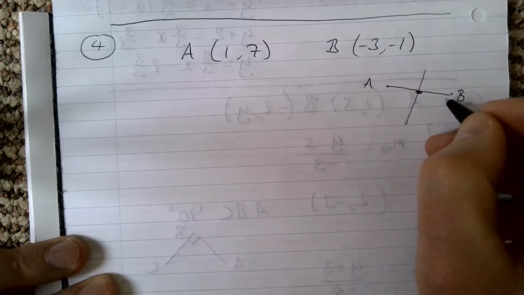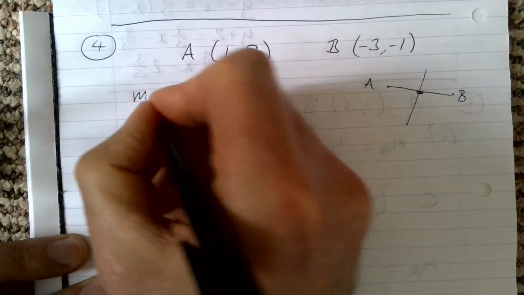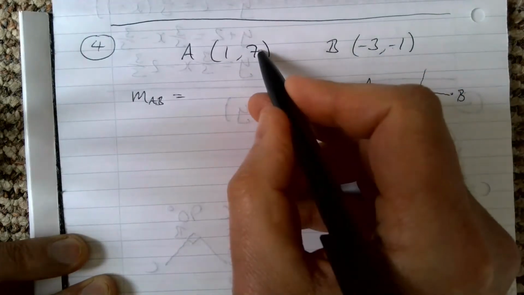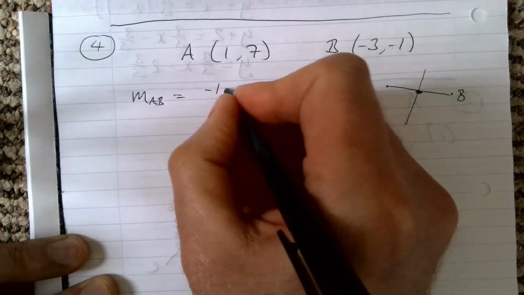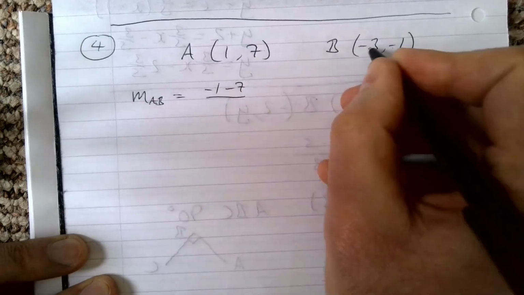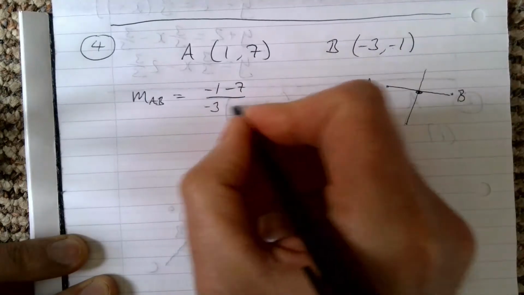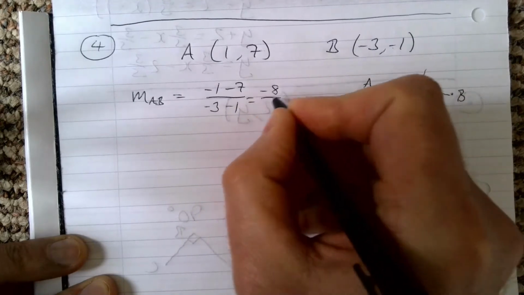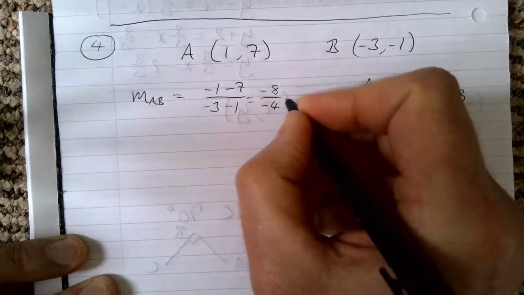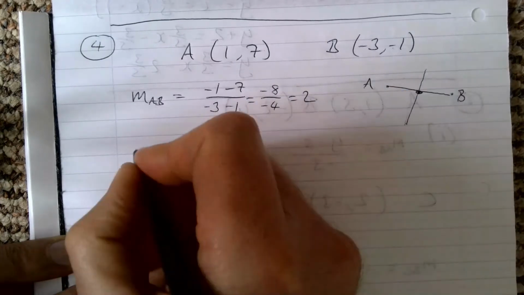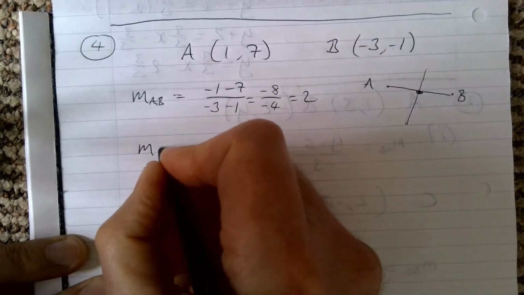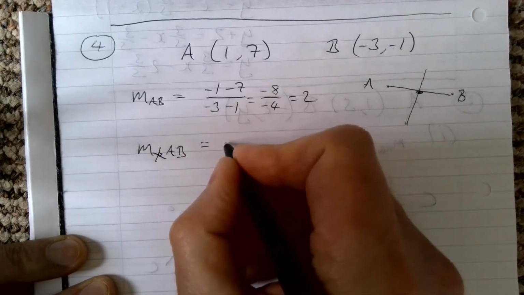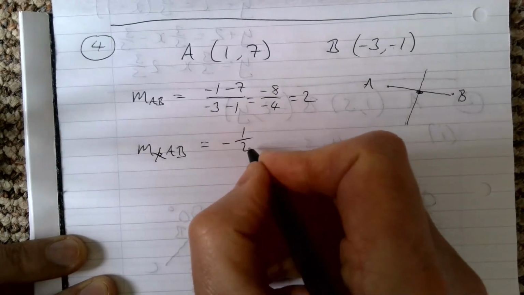So let's first of all work out our gradient. The gradient of AB is going to be y2 minus y1, minus 1 minus 7, all over minus 3 minus 1. So that gives me minus 8 all over minus 4, which is 2. That means the gradient of the perpendicular to AB is going to be minus a half.